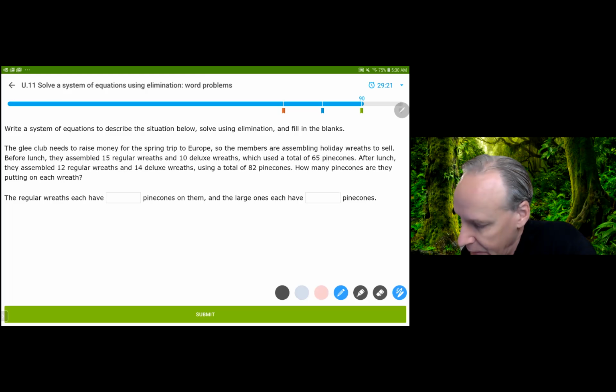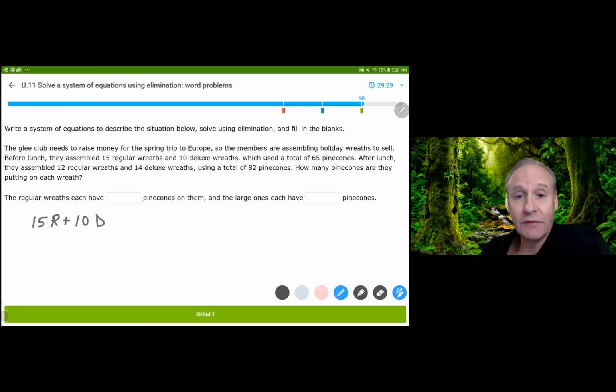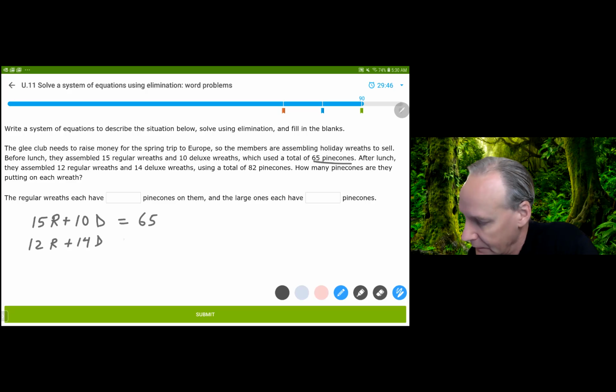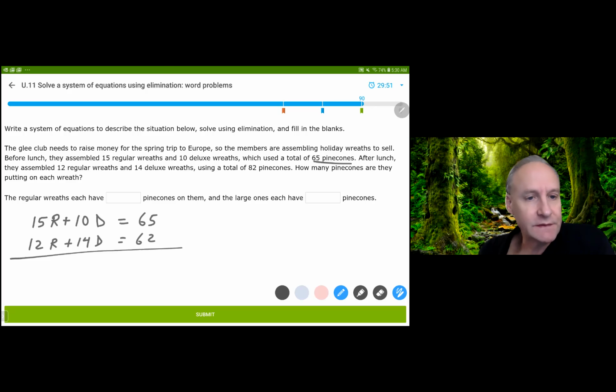Okay, 15 regular and 10 deluxe. Again, some of you are going to be very tempted to use X and Y. I don't recommend it, but it doesn't matter that much. It's just, especially when they don't reverse them on the other sentence. After lunch, they assembled 12 regular and 14 deluxe, using a total of 62. Oh, interesting that they're so, 65 and 62 are so close to each other. Lots of possibilities. It really doesn't matter.